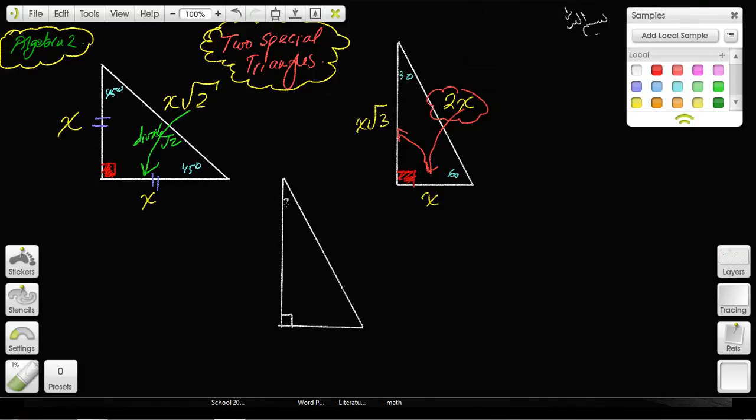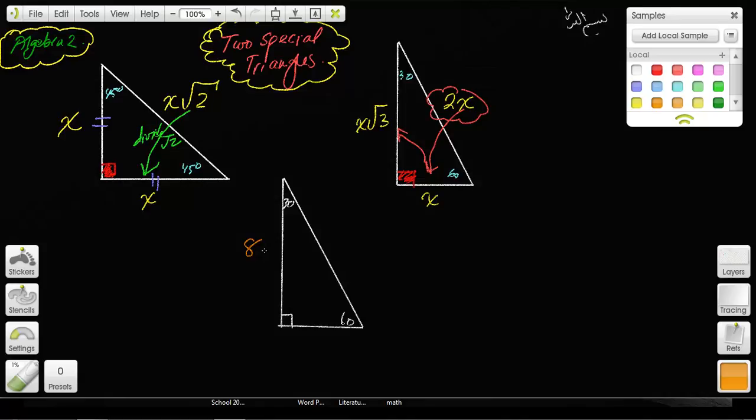Let's do an example. This is a 30-60-90 triangle. If you're given, for example, that the hypotenuse is 10, the side across from 30 would be half the hypotenuse, so this would be 5, and this side would be 5 square root of 3. Or as another example, let's say this is 8.